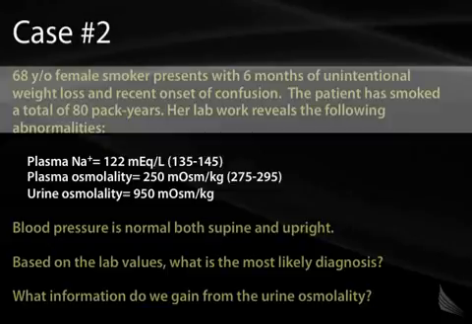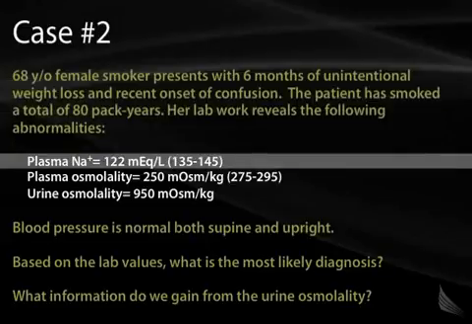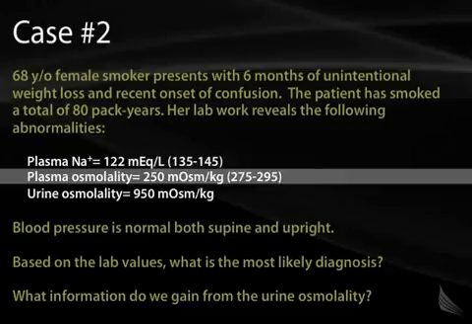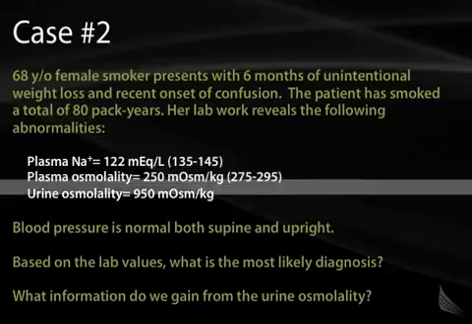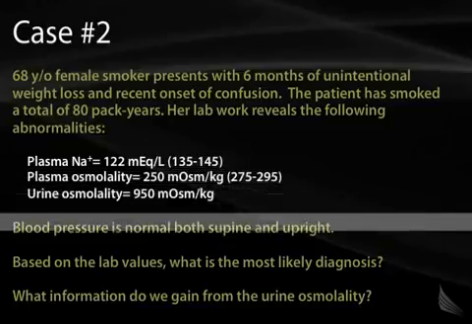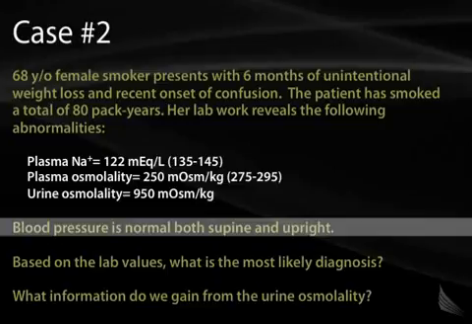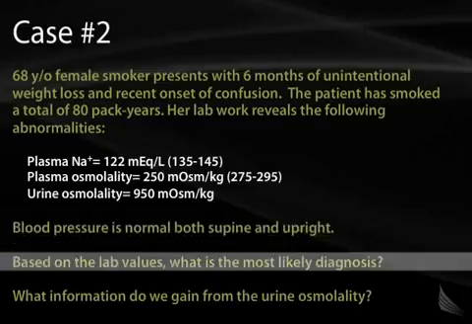Let's walk through another case. A 68-year-old female smoker presents with 6 months of unintentional weight loss and recent onset of confusion. The patient has smoked a total of 80 pack years. Her lab work reveals the following abnormalities: plasma sodium 122, osmolality 250, urine osmolality 950. Blood pressure is normal both supine and upright.